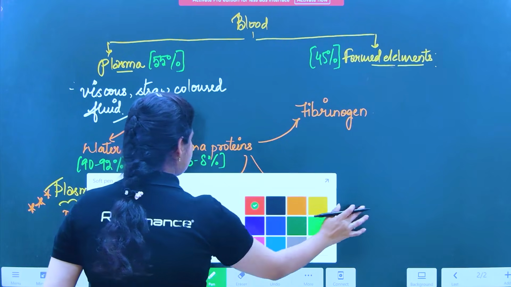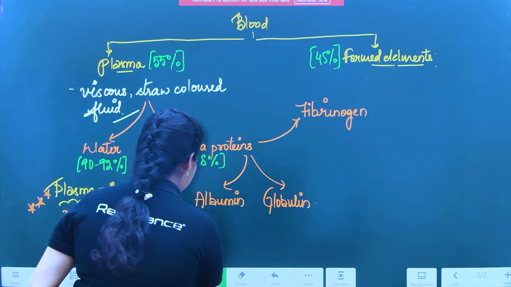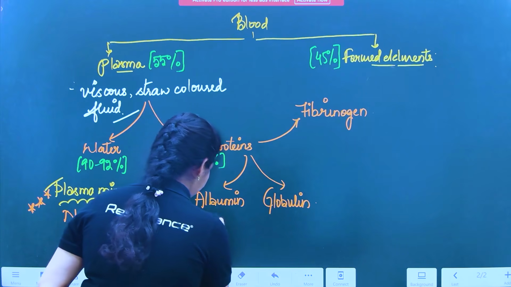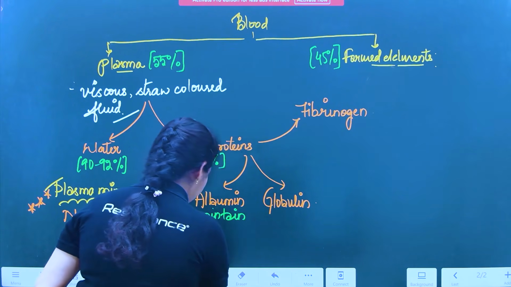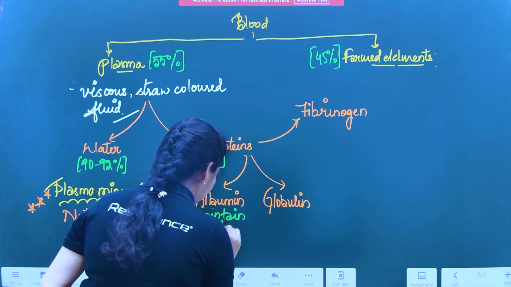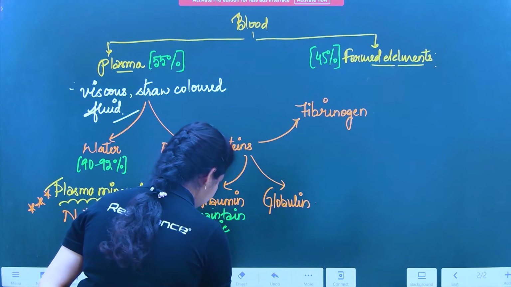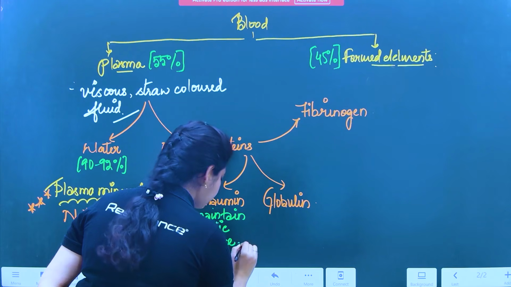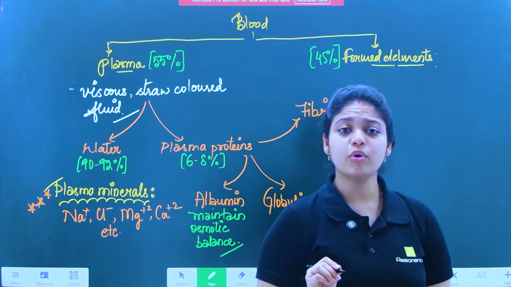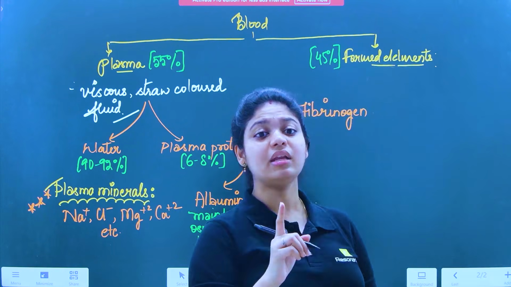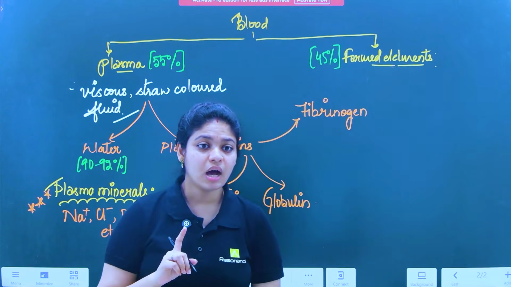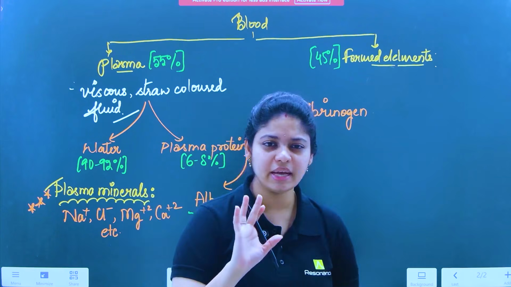So albumin is a plasma protein which is responsible for the maintenance of osmotic pressure or osmotic balance. You know osmosis, right? The movement of water from high concentration to low concentration through a semi-permeable membrane. Yes, Aditya, I'll repeat.